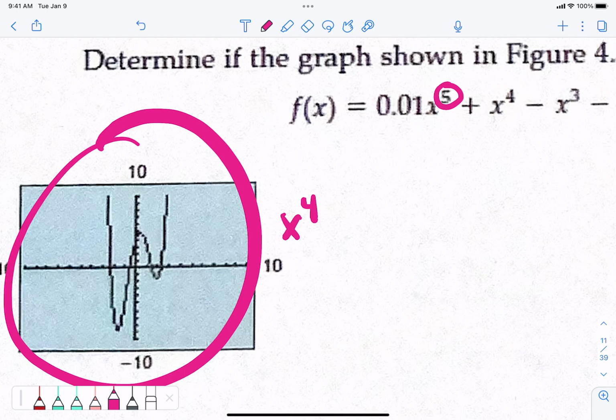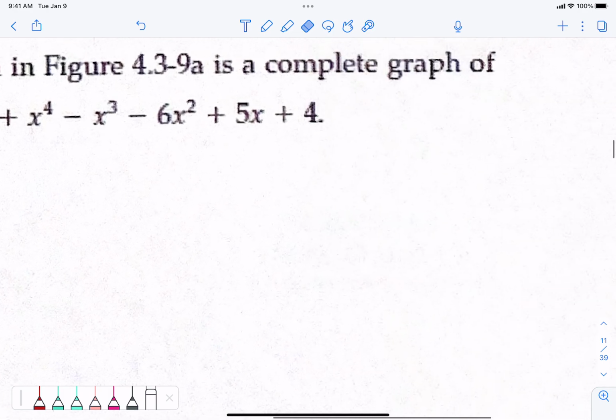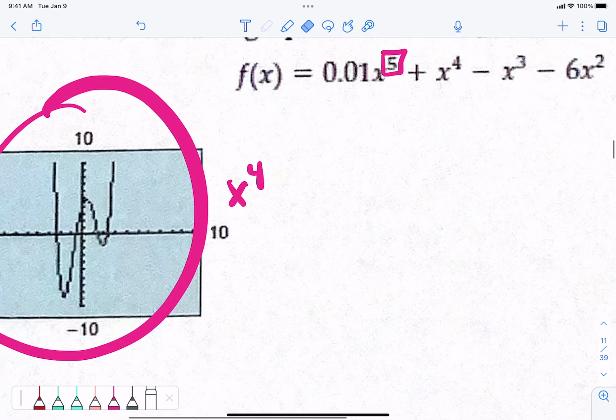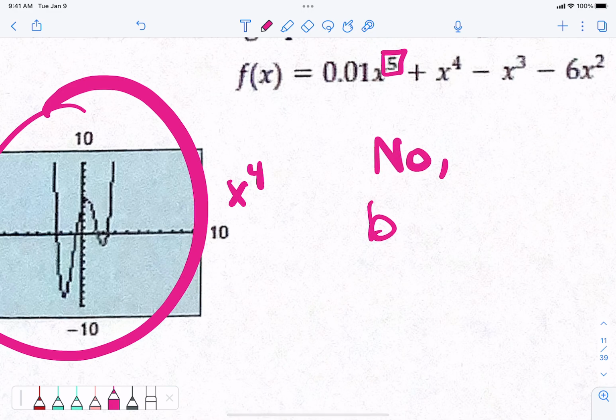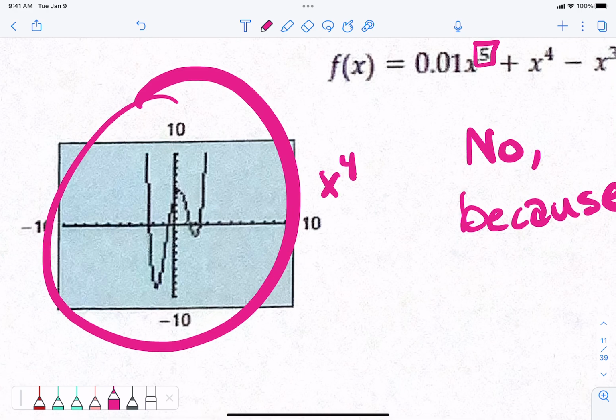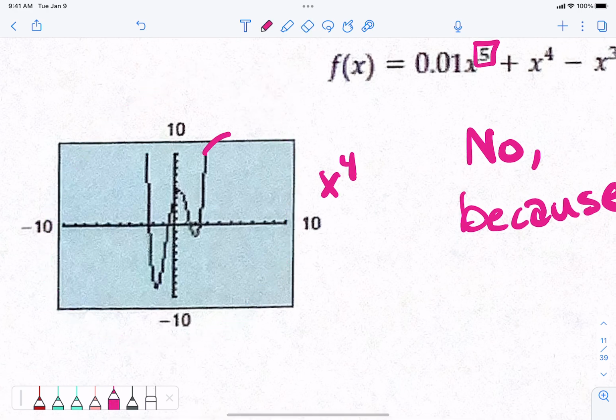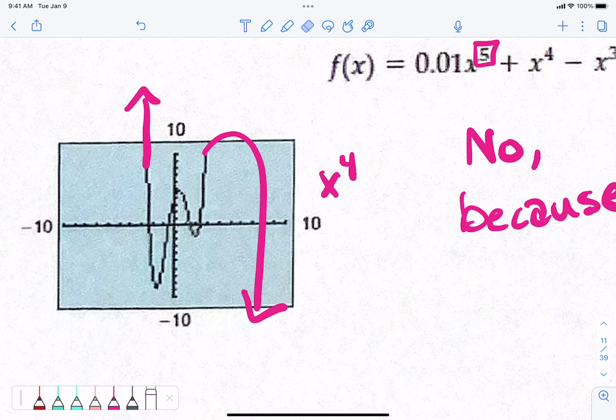So am I looking at a complete graph of the thing? No, because x to the fourth goes in the same direction, which is what it looks like here. But x to the fifth should not go in the same direction. Now, here's the question. It says determine whether the graph is a complete graph. It's not. We're going to say no because should he go down again on the right side? On the left side, should he go like this? Or should he go the other way? The other way. He should go this way.